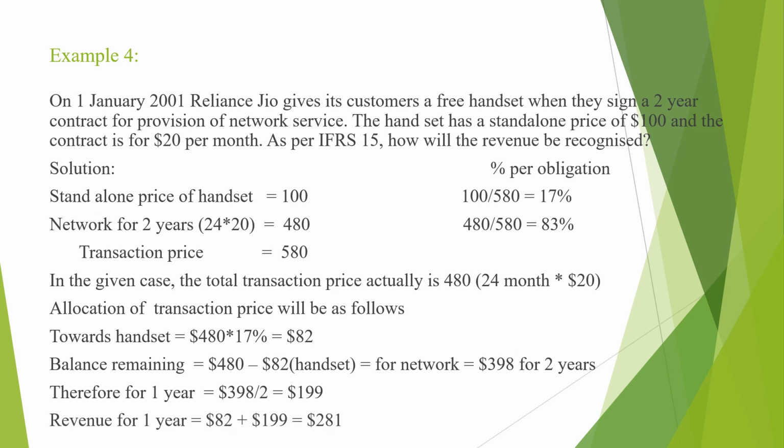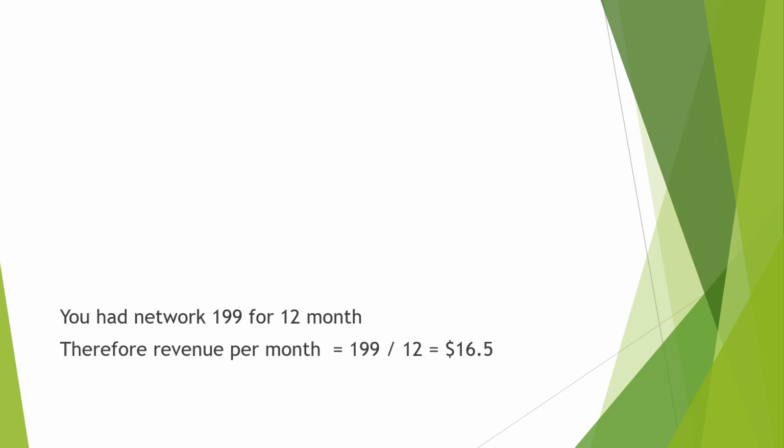So, revenue for the first year would be, because you're delivering the handset, $82, and because the network for the first year has been provided, $199. So the total revenue would be 82 plus 199, that is 281. Okay, I hope this is clear.